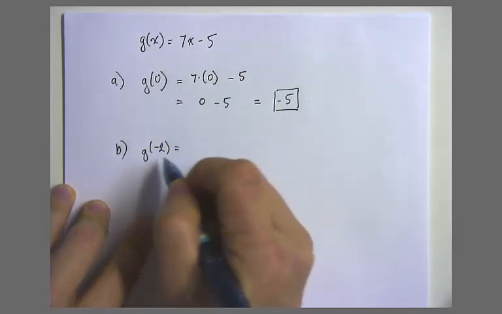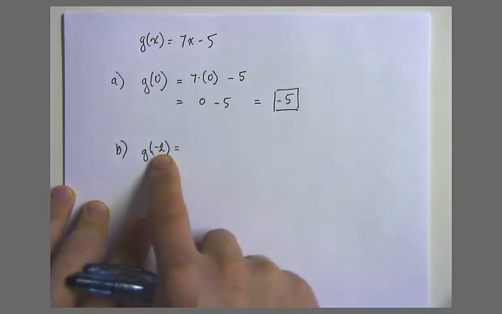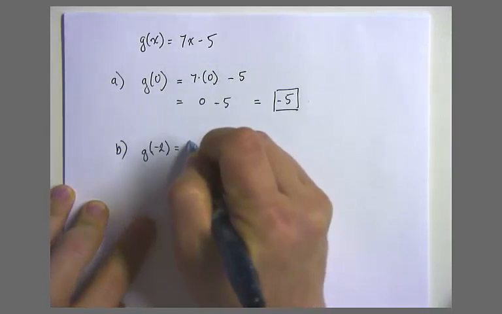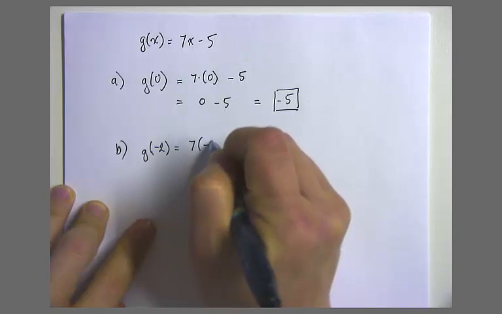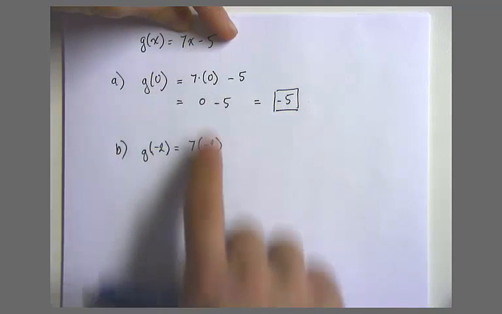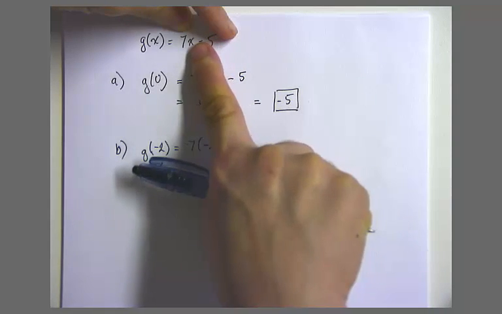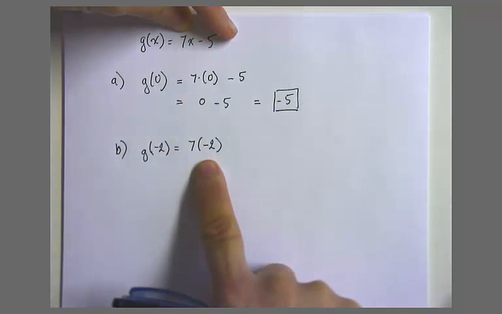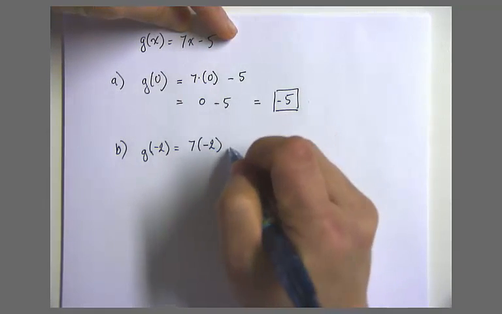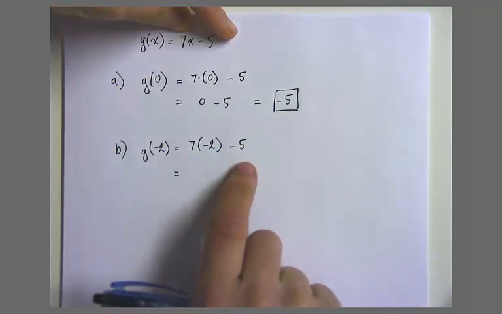So g of negative 2 is telling me that I need to substitute negative 2 into my function's formula for x. So here I have 7 times negative 2, and if you look at the original formula itself and compare to what I'm doing now, everything remains the same except for the x. The x here is replaced by a negative 2, okay, which means 7 times negative 2 and minus 5.